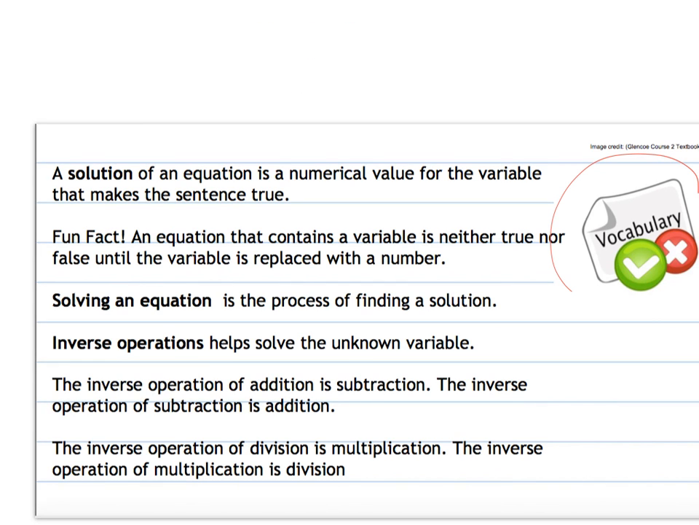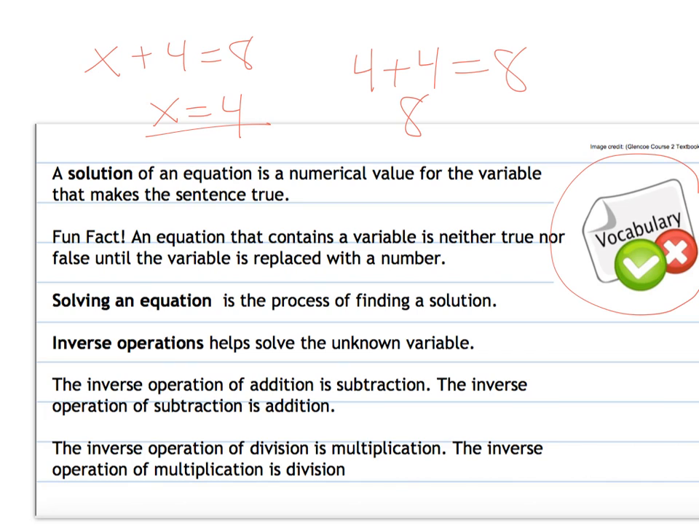So some more vocabulary you want to keep in mind is, a solution of an equation is a numerical value for the variable that makes the sentence true. So for example, when I had x plus 4 equals 8, the solution would be x equals 4. If I were to plug in the value 4 for x, 4 plus 4, it would make both sides equal 8. It makes this equals part true. Okay? So keeping the sentence true, which means keeping it equal.